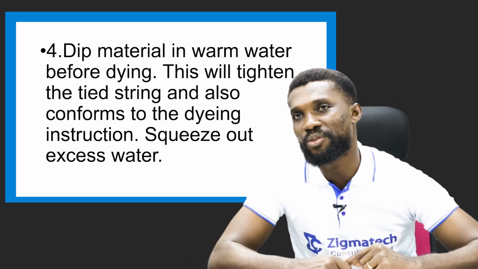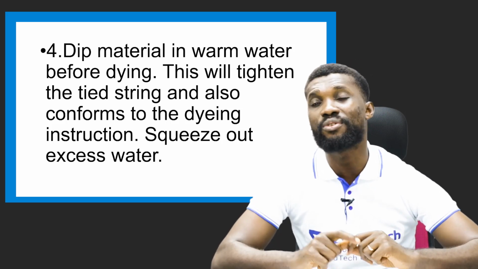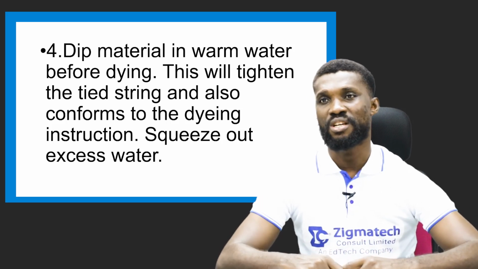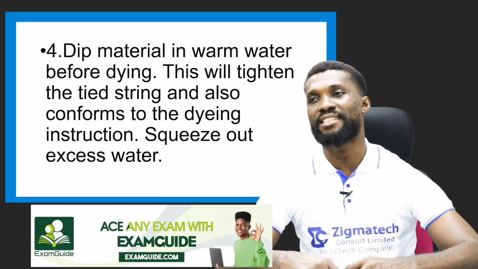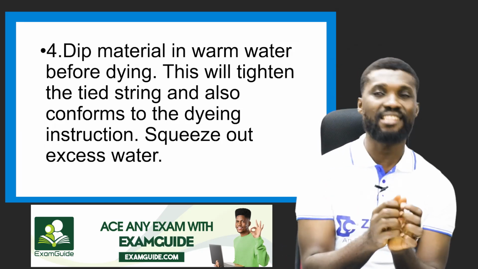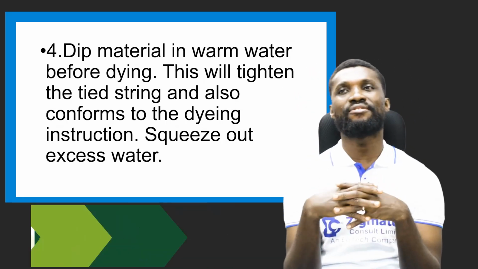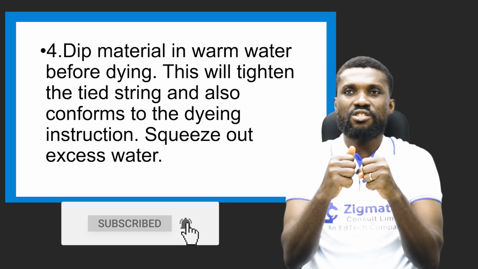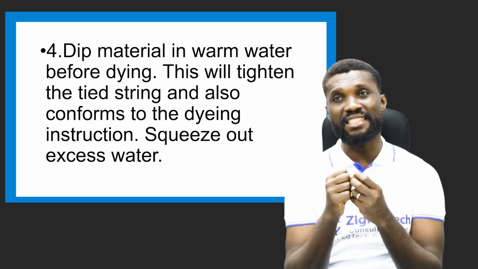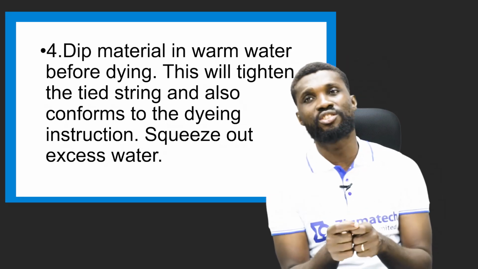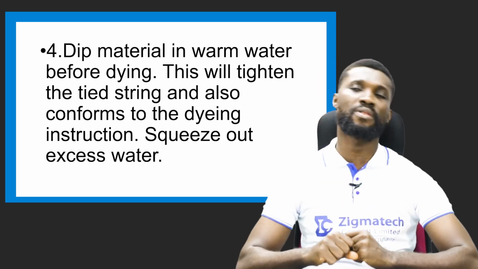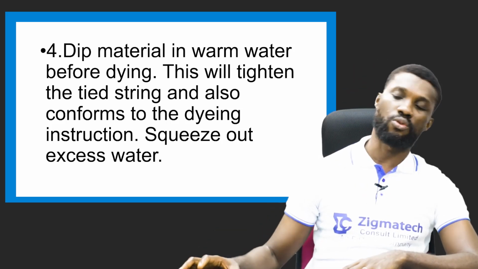Okay, now number 4 method of dyeing is you dip the material in warm water before dyeing. Now this will tighten the tied strings and also conform to the dyeing instruction. Now squeeze out the excess water before you start applying your dye. When you get this material, you soak it in hot water after tying. Let's say you're using the concentric circle, and after tying we are advised to soak it in warm water. That warm water will help fasten it tighter on the fabric, so that by the time you start dyeing, it will help resist the dye from penetrating into the other places you don't want dyed. So always put at the back of your mind that you must squeeze out the excess water and then leave it to cushion before you start applying your dye.